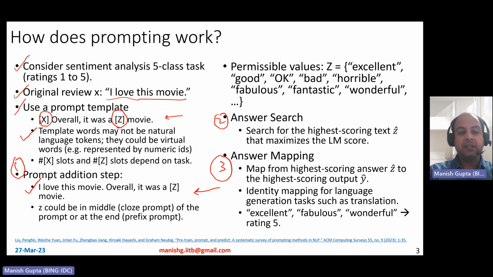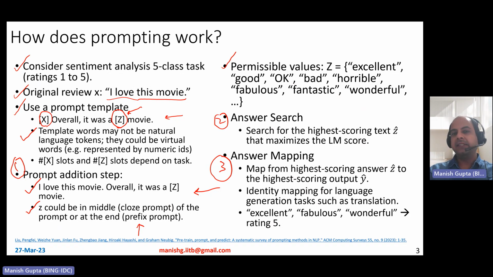Now Z could be in the middle of the prompt, like here. It is not at the end, it is in the middle of the prompt, and then it is called the close prompt. Or it could be at the end of the prompt, like in ChatGPT kind of scenarios, and in that case, it is called the prefix prompt. So that's that.